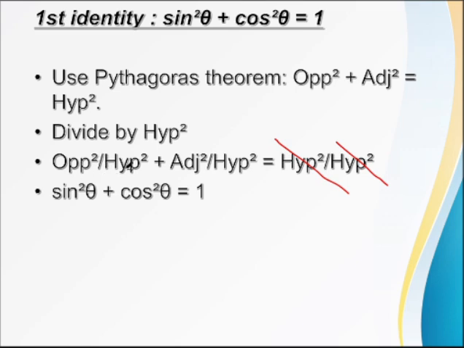Opposite square by hypotenuse square is sin square theta. Adjacent square by hypotenuse square is cos square theta. So sin square theta plus cos square theta equals 1. We derive the first identity.